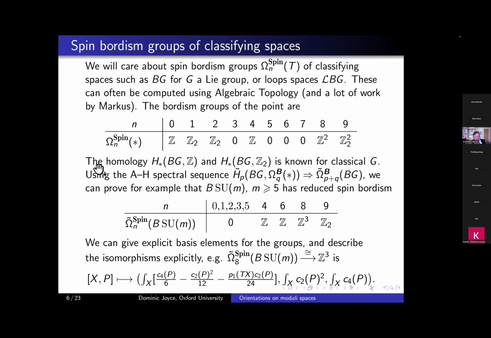The homology of classifying spaces, let's say over Z or over Z2, is also known for classical Lie groups G. You can just go and look them up in the literature.